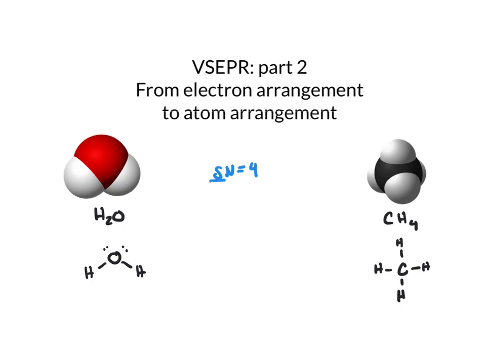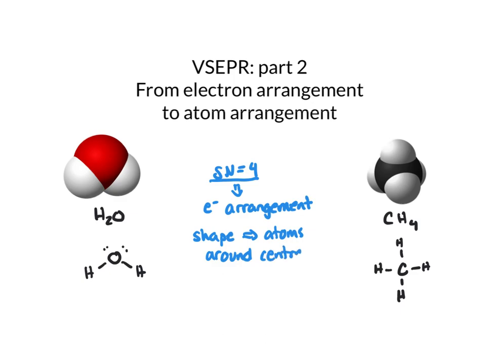That's because the steric number tells us about the electron arrangement around the central atom, but the shape of the molecule has to do with the arrangement of the atoms around that central atom. And that's because we cannot see lone pairs. We can only see the atoms that are around the central atom. And so if we want to know about the shape, we have to connect the electron arrangement to the arrangement of atoms around that central atom.